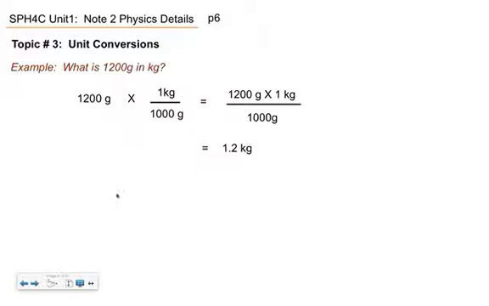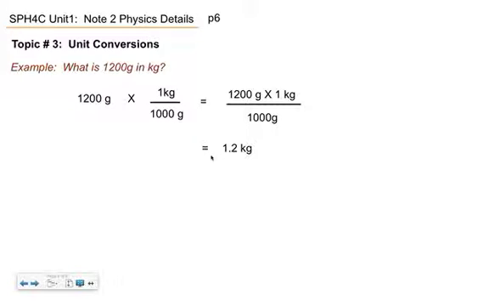But if I wanted to find 1,200 grams in kilograms, you might just know in your head to divide by 1,000, right? And that is correct. But the reason you're dividing it by 1,000 is you're really saying, I want to get rid of that gram. So it's like you want to divide by 1,000 grams to cancel the grams out.